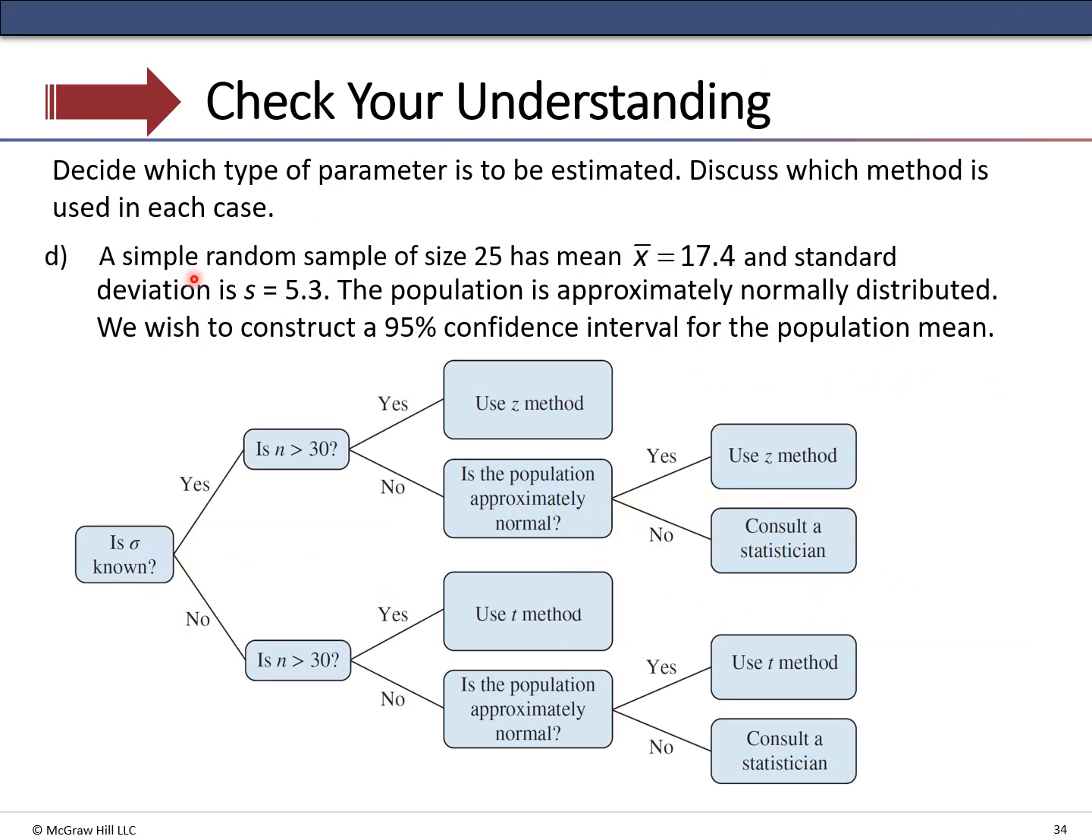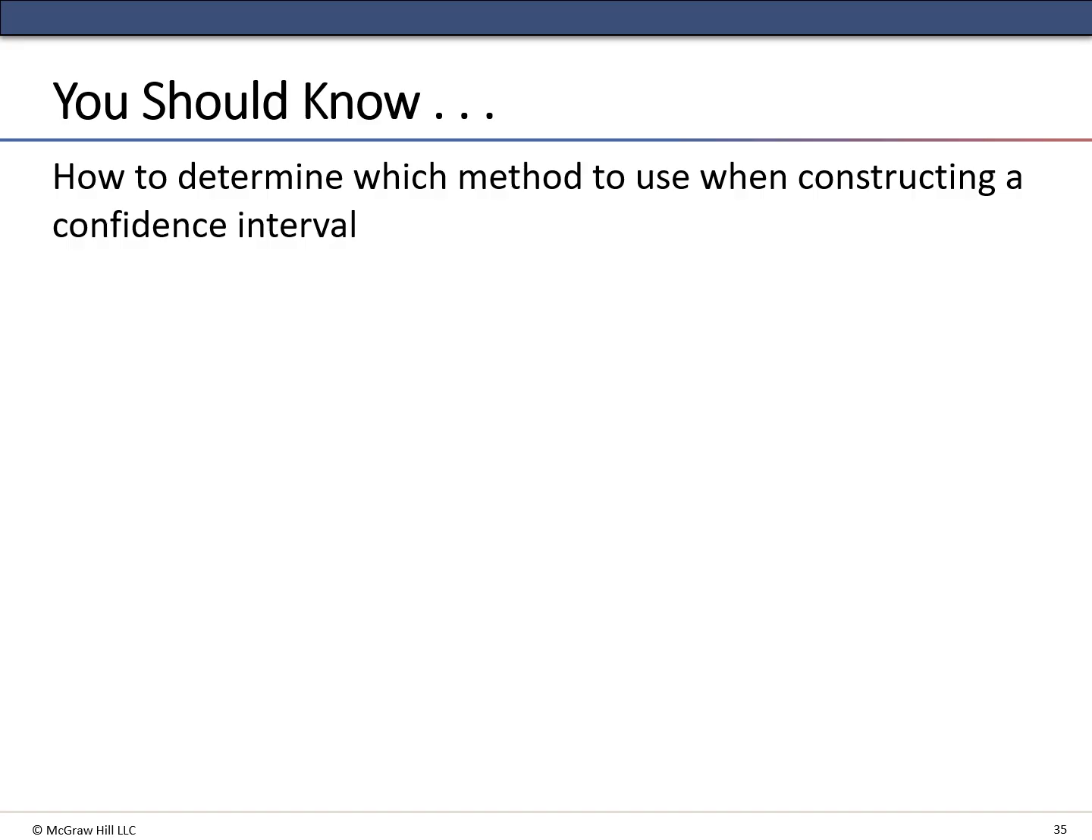All right, here we're looking at a mean. We do not have the population standard deviation, so now we're at a no. Is the sample size larger than 30? This is no. Our sample size is 25. Is the population approximately normal? Yes. And so we're going to use the t-method for doing this, discussed earlier in the chapters. And so that walked through all the different types of examples that you might have.